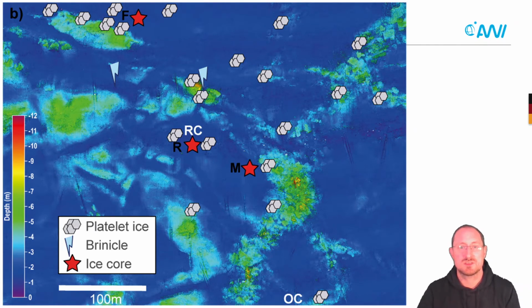But even under the level ice, and everywhere within the reach of our ROV, we explicitly observed platelet ice, in some cases in conjunction with features like brinicles, but not always. We were also able to take ice cores in several of these locations where we knew platelet ice growth was going on, so we could look into the crystal fabric.